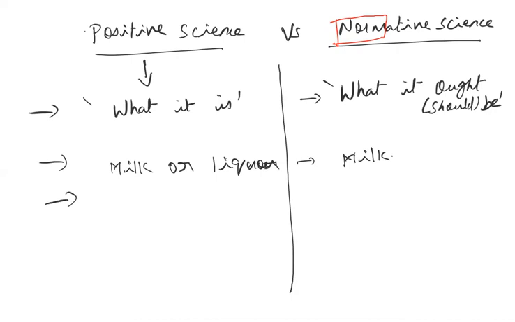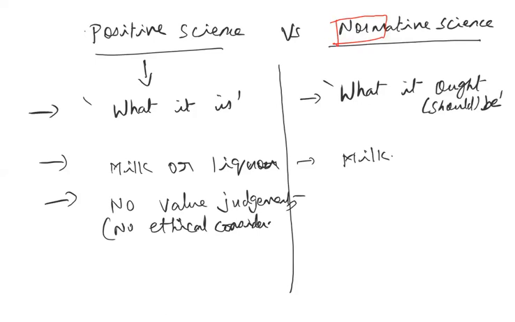So going by the same thing, positive science has no value judgments. It does not say this is good, this is wrong. The judgment is not there. Or in other words, there are no ethical considerations in the analysis of economics as a positive science. But here, value judgments are given. Ethical considerations are given due importance. Okay, so you have a limited money income, you don't spend on liquor. It's harmful for your health. Those kinds of value judgments are made under the normative science.